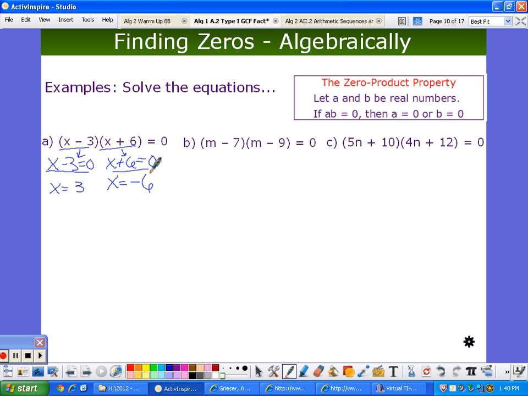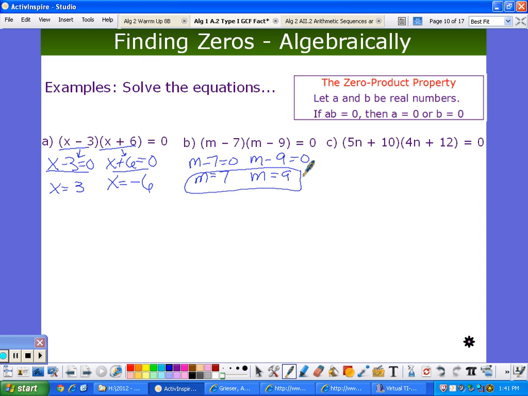Let's try this one here. Somebody else want to try that one? Do you want to try this one for me? So, how would I set this up? N minus 7 and N minus 9. Excellent. Then what? Then solve it. So what do we get for this side? N equals 7. N equals 9. So there are two solutions, 7 and 9.